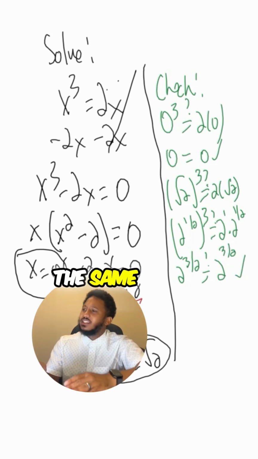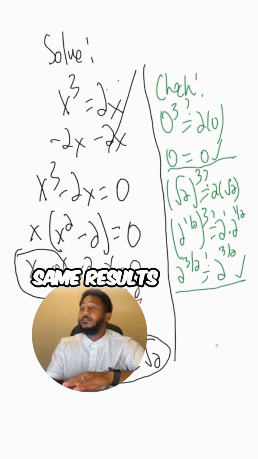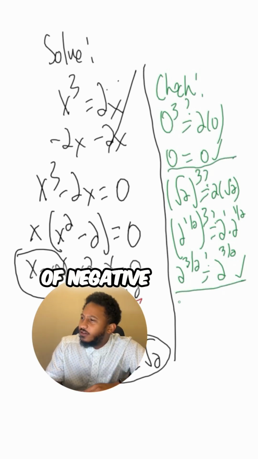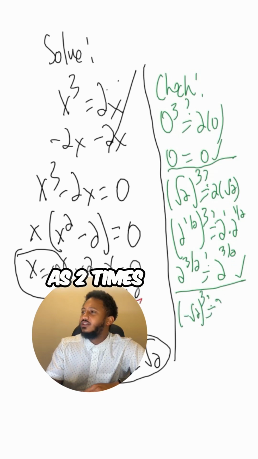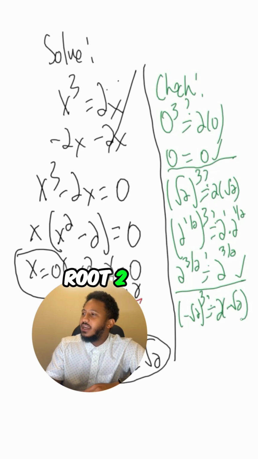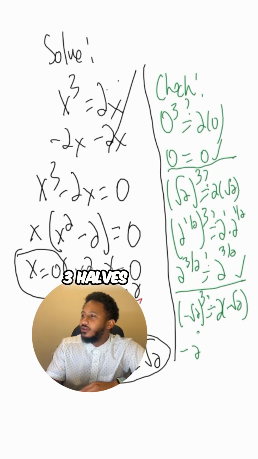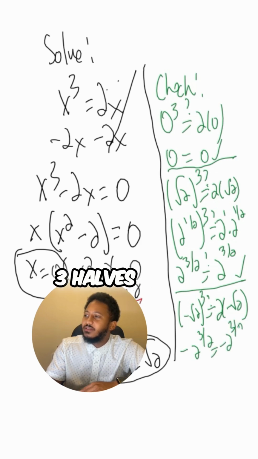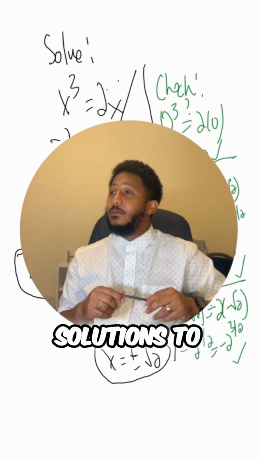Okay. And if I do the same thing with negative root 2, I get the exact same result. Negative root 2 to the third. Is that the same as 2 times negative root 2? Yeah, we get a similar result. This is negative 2 to the 3 halves, which is the same as negative 2 to the 3 halves. Okay, so that one checks as well. So all three of these are the solutions to this equation.